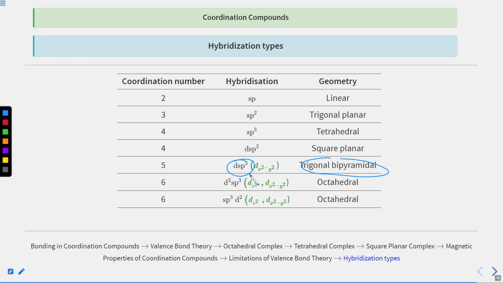Clear? For this reason, we will see that different kinds of orbitals take part in different shapes. If we have a different shape, we have a different orbital. For square planar, the d orbital involved is dx square minus y square. This is written wrong here; it is not correct. In case of trigonal bipyramidal, dz square is involved. Similarly, for octahedral, dz square and dx square minus y square are involved, both for inner and outer.